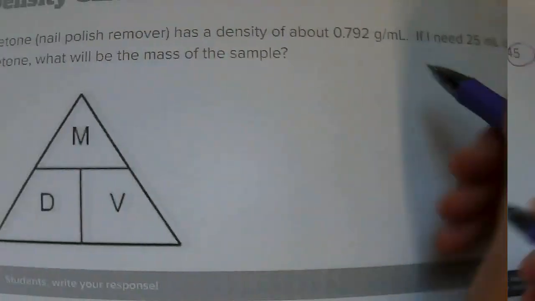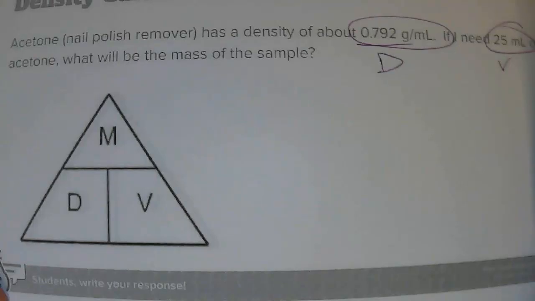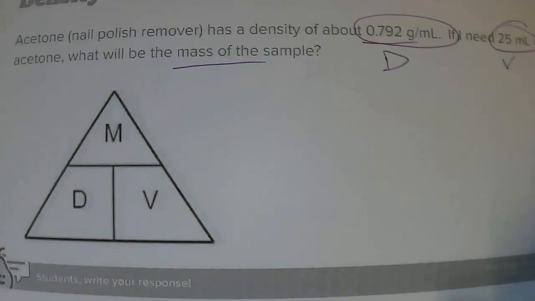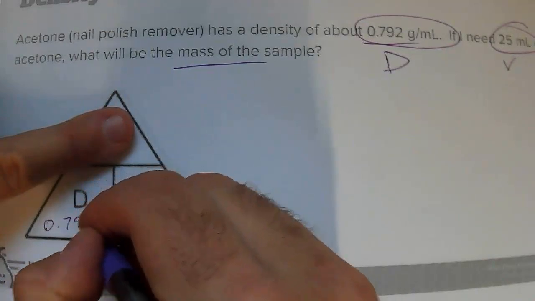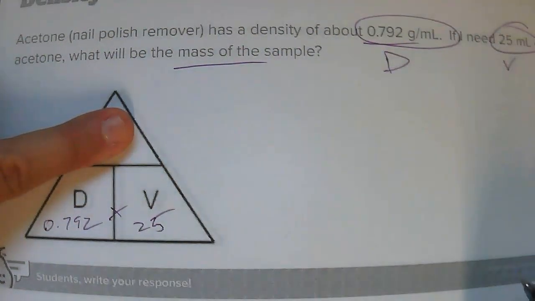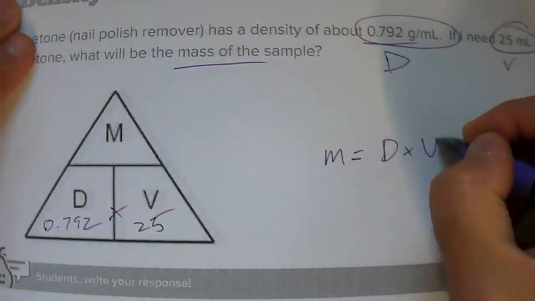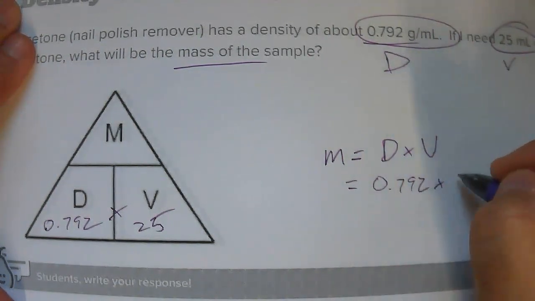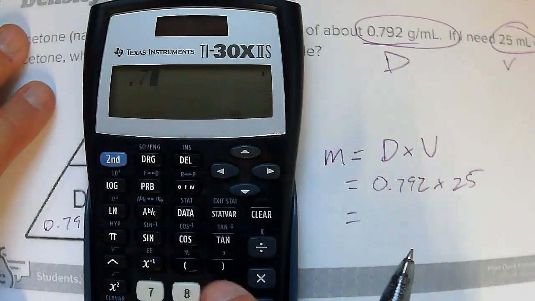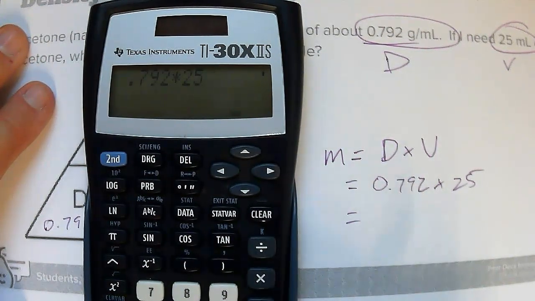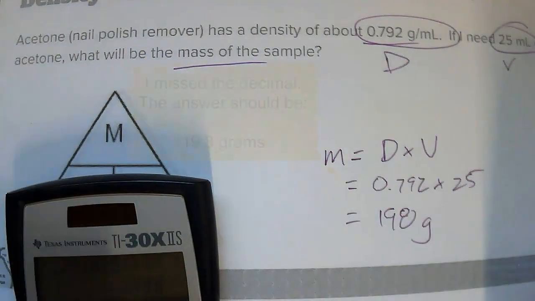Nail polish remover has a density, so this is a density. 25 milliliters is volume. We want to know what the mass is. So density, volume, and now we're going to try to find the mass. Density 0.792, volume 25. Put it right in there. So you get mass equals density times volume, which equals 0.792 times 25. I can't do that in my head, so I will use the calculator, and that's equal to 198. And the unit of mass is grams.